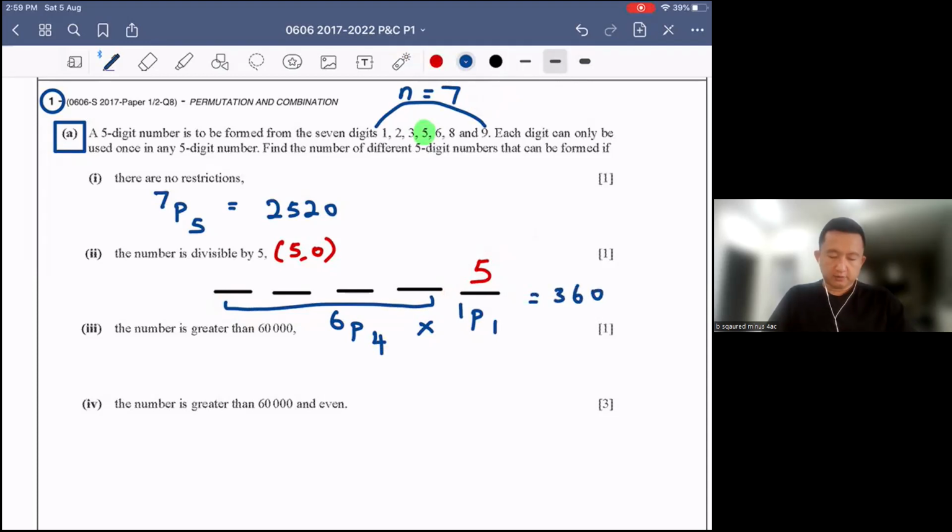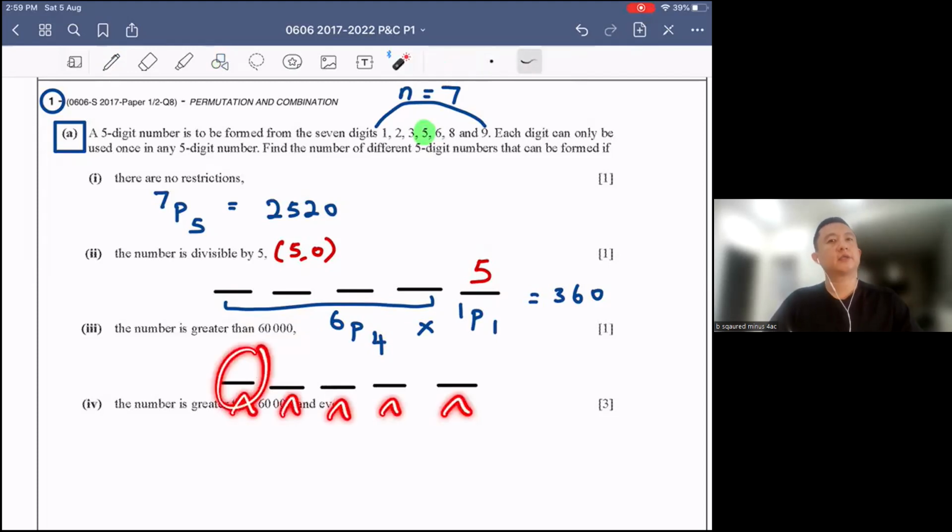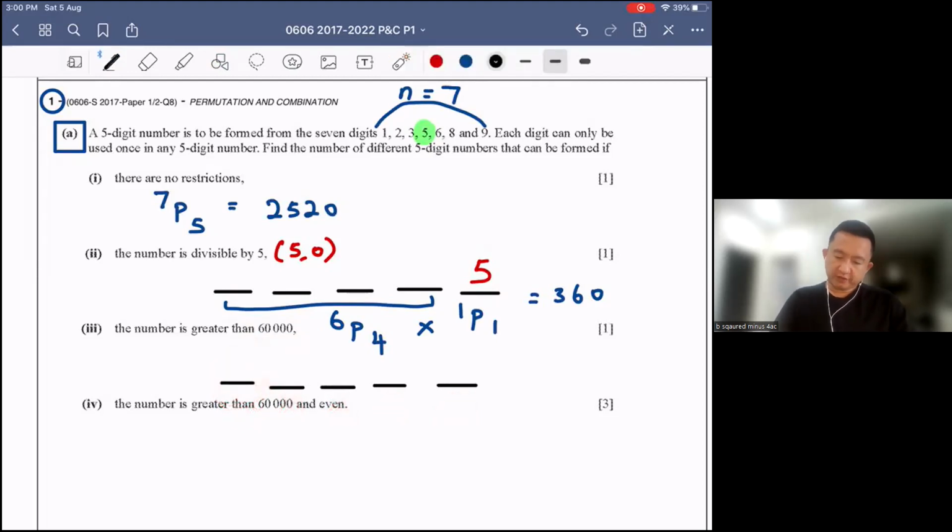Okay? Now you can pause the video whenever you need more time to think about it. Okay, the next one: the number is greater than 60,000. Think about it. In order to be greater than 60,000, which slot do we look at? The first slot, right? Which digit do we slot in? We have 1, 2, 3, 5, 6, 8, 9. Definitely 9. What else? Or 8. Right? You can put 8 or 9.